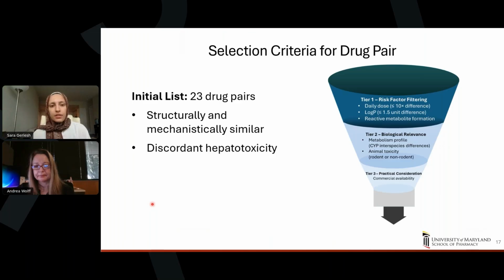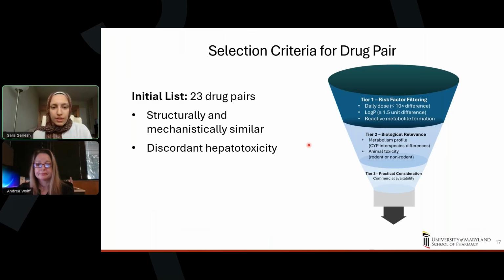And so the idea behind the criteria of choosing these drugs was to make them comparable as much as possible and exclude other obvious factors that can be contributing to DILI. We want to understand why drugs from the same family, and one of them is causing DILI and the other one is not.